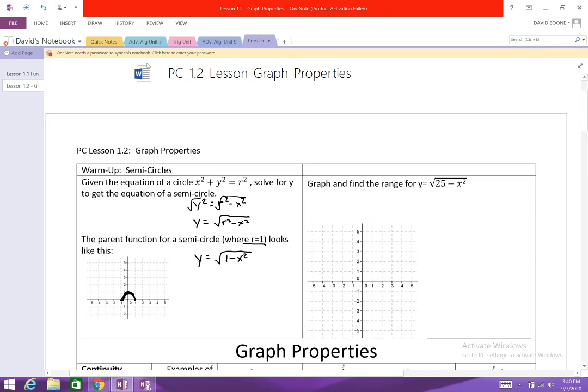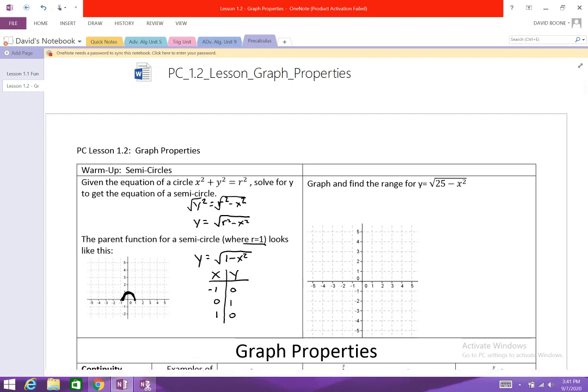And we could even do the old school graphing in terms of just making an XY table. And if you put negative 1 in for x, this would end up making that 0. If I put 0 in for x, that'd make it 1. If I put 1 in for x, then make that 0. And that's how we get those points right there. Okay.